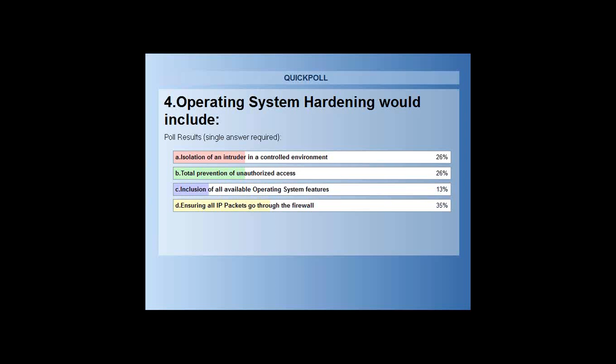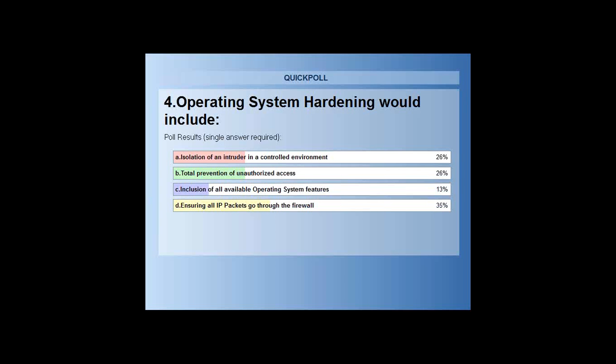Okay. Operating system hardening. Ensure all packets go through the firewall. Remember, if the firewall is down, what's left? Well, if you've got a hardened operating system and you've said all IP packets have to go through the firewall and the firewall is down, you've just said we've cut everyone off. So you've done a denial of service attack on yourself.